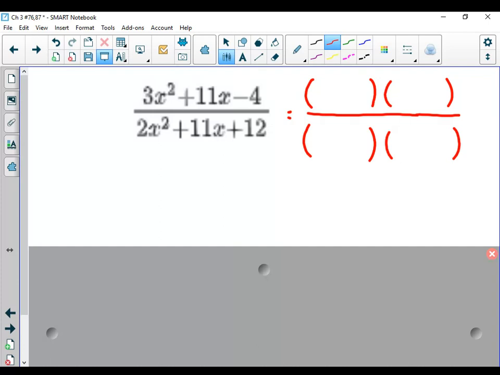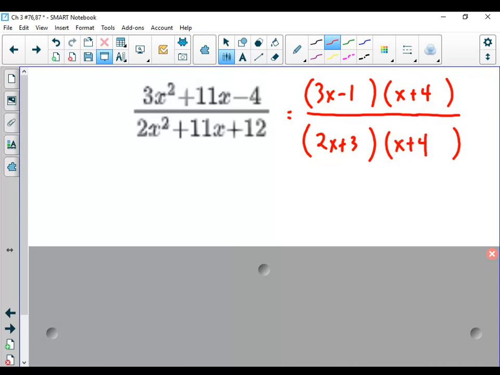All right, who can tell me what they factored the numerator into? From there, Andrew, what did you get? x plus 4 and x minus 1. Okay. Everybody okay with those two? What about the bottom there? 2x plus 3 and x plus 4. All right, so that's going to be the hard part.